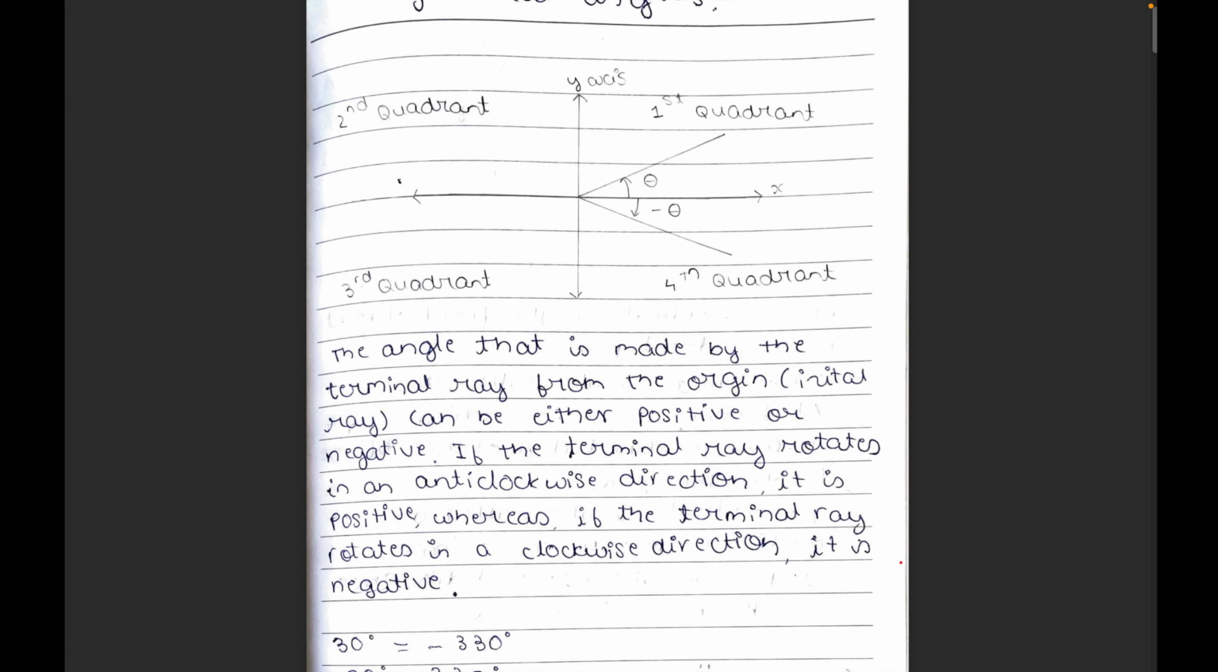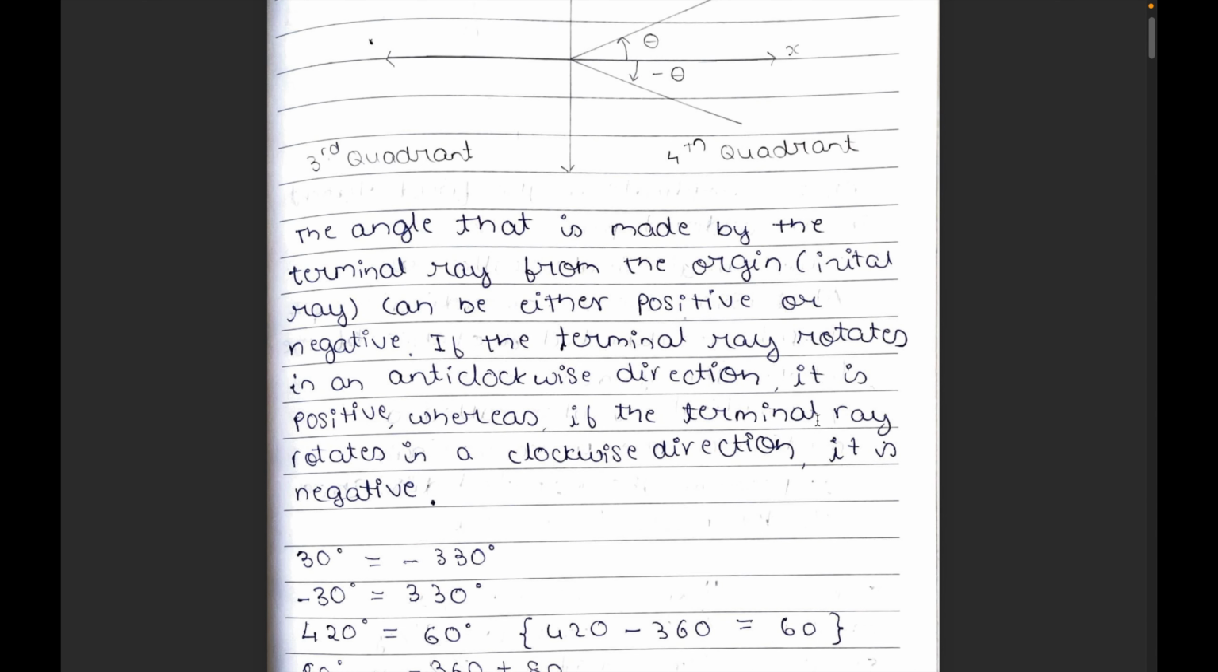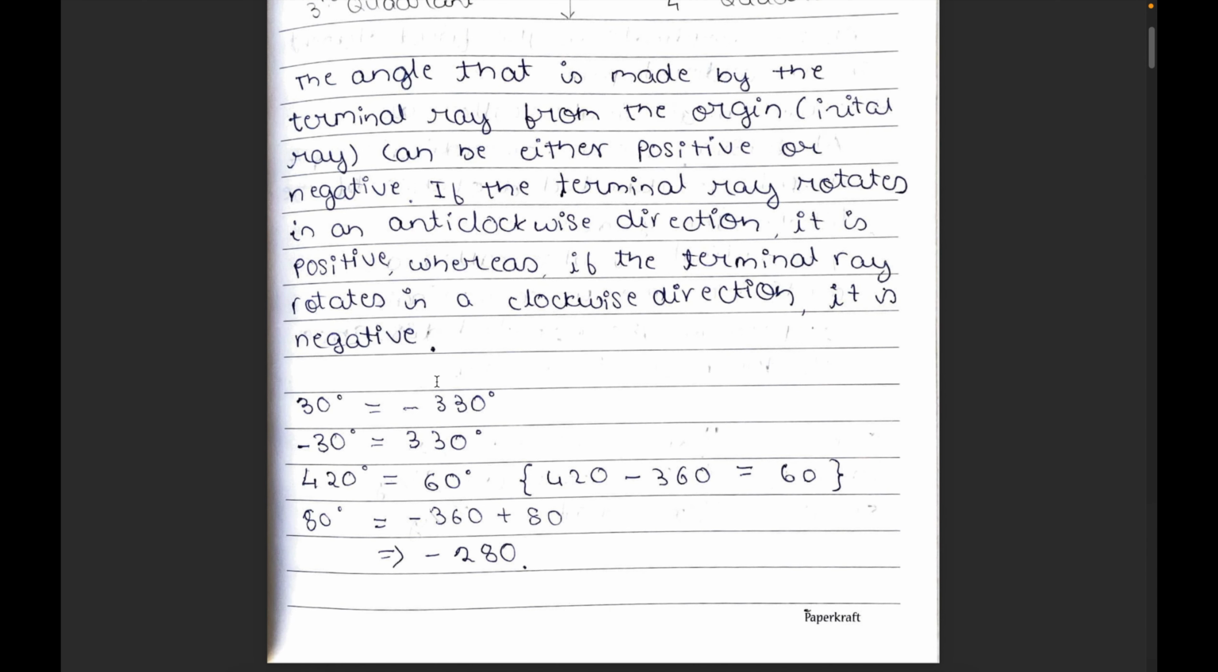Okay, moving on, let's come back to this topic. So 30 degrees would be negative 330 degrees and negative 30 would be 330, and this one, 420 would be 60 because 420 minus 360 is 60. So yeah, 80 would also be negative 280.